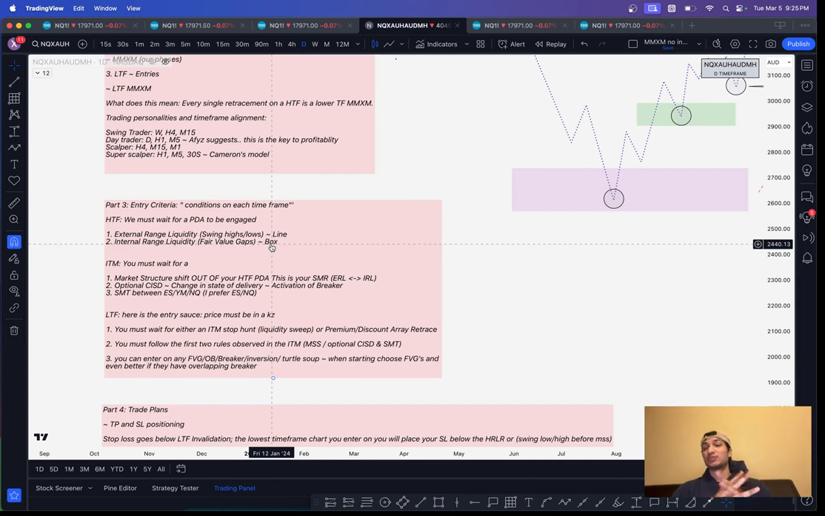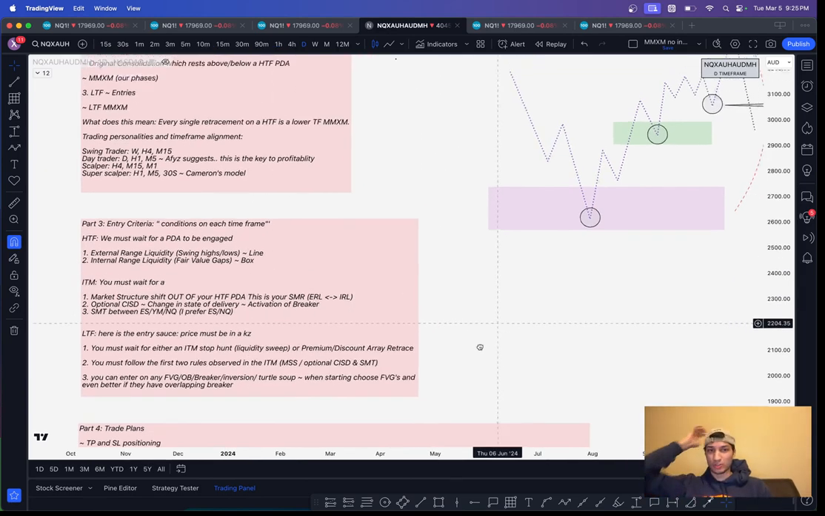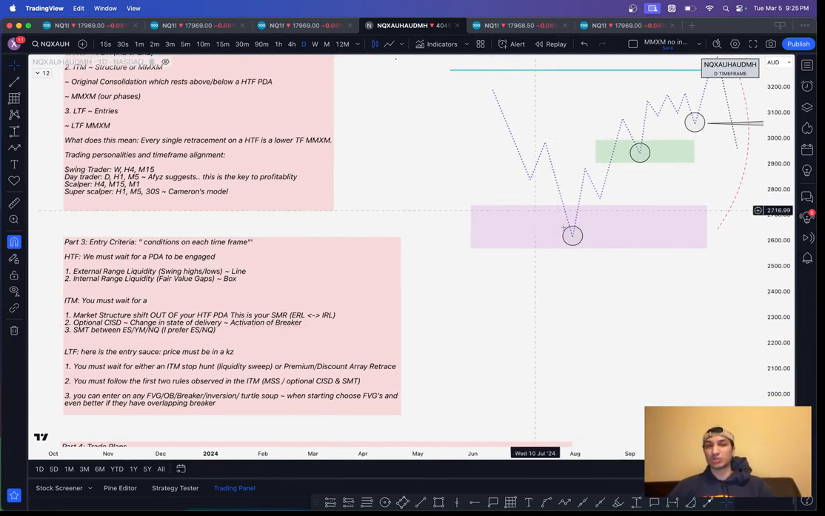The number of times some of my students have made the mistake of preemptively entering what looks to be market maker models without valid structural confirmation, meaning a valid higher time frame PD array, is all the time. And it happened to me as well, because you're anxious to put on trades and you want to get involved, but wait for price to come to your specific areas of interest.